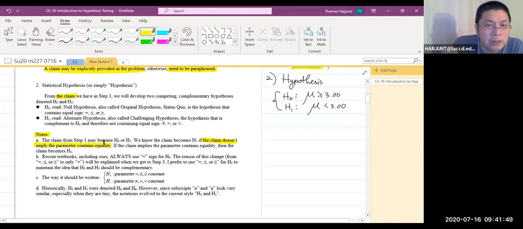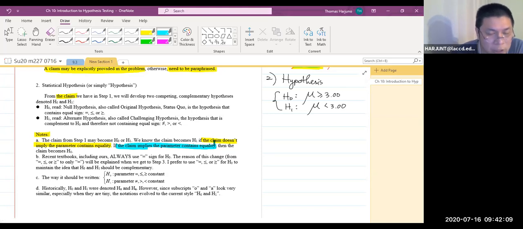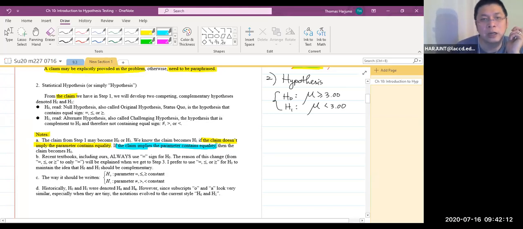So this is the claim, right? If the claim does not imply the parameter contains equality, then it goes to the alternate hypothesis. Now, if the claim implies the parameter contains equality, like the example I just gave you on the right-hand side, mu at least means including, right? Contains equality, then the claim becomes the null hypothesis. Okay, that's for how do we know which goes to null and which goes to alternate hypothesis.